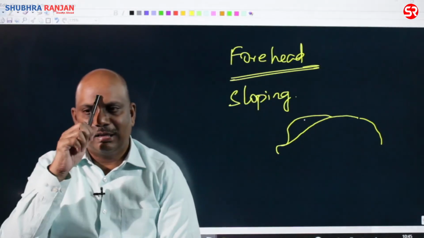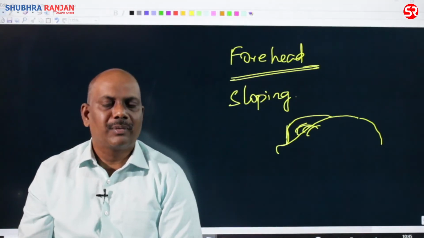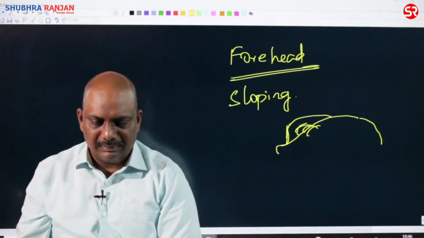Forehead is the seat of intelligence. In the course of evolution only, the brain here developed, and the forehead became straight. So I'll show you one picture here.